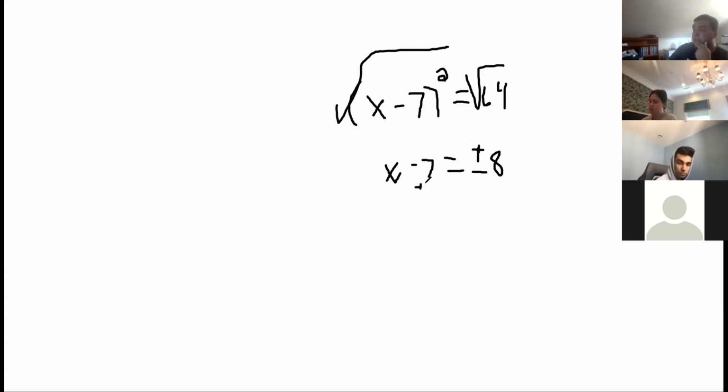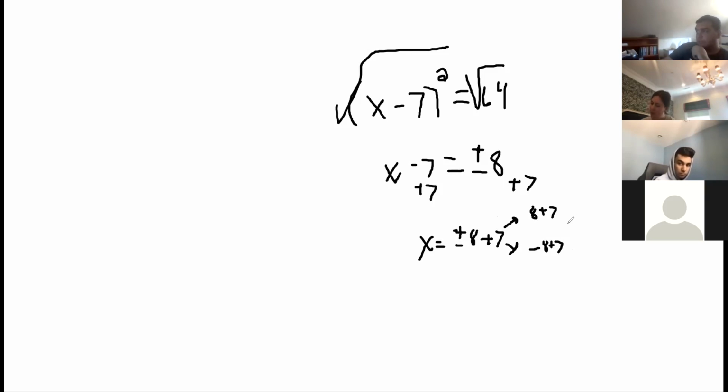So you would do plus 7 here, plus 7 here. So now I have x equals plus or minus 8 plus 7. Then you could split that into two situations: 8 plus 7 and negative 8 plus 7. You see how I'm getting both of those numbers? Does anyone have any questions on that so far? So 8 plus 7 and negative 8 plus 7.